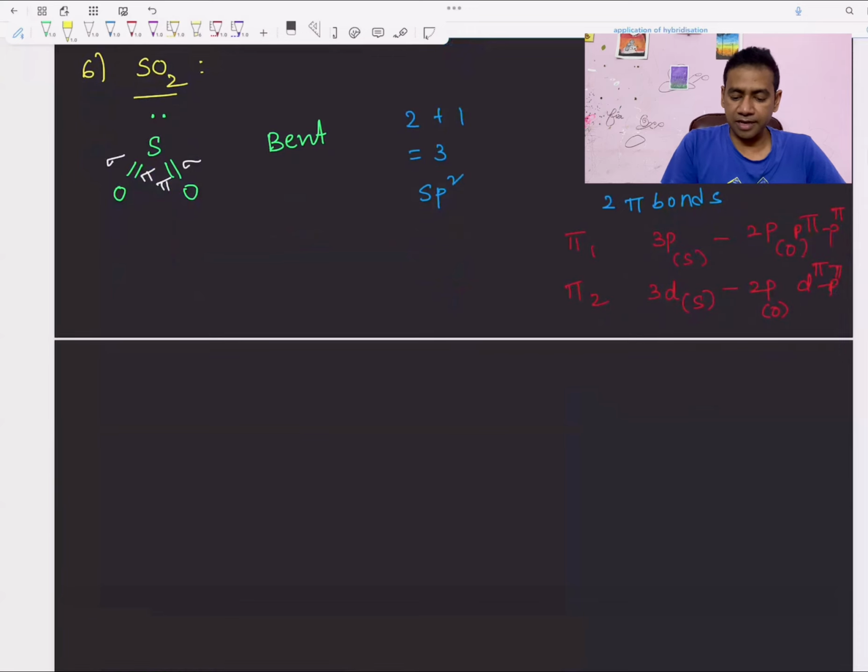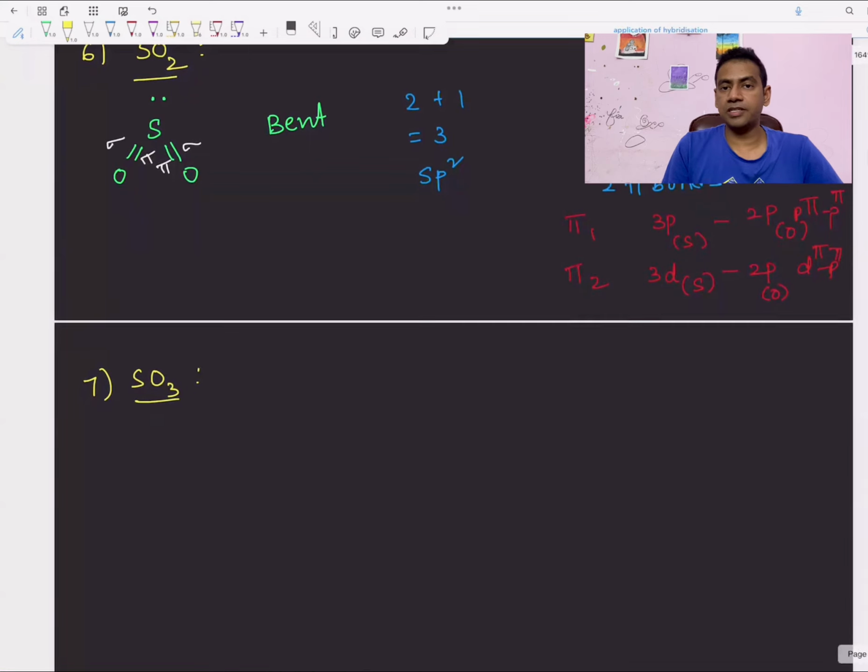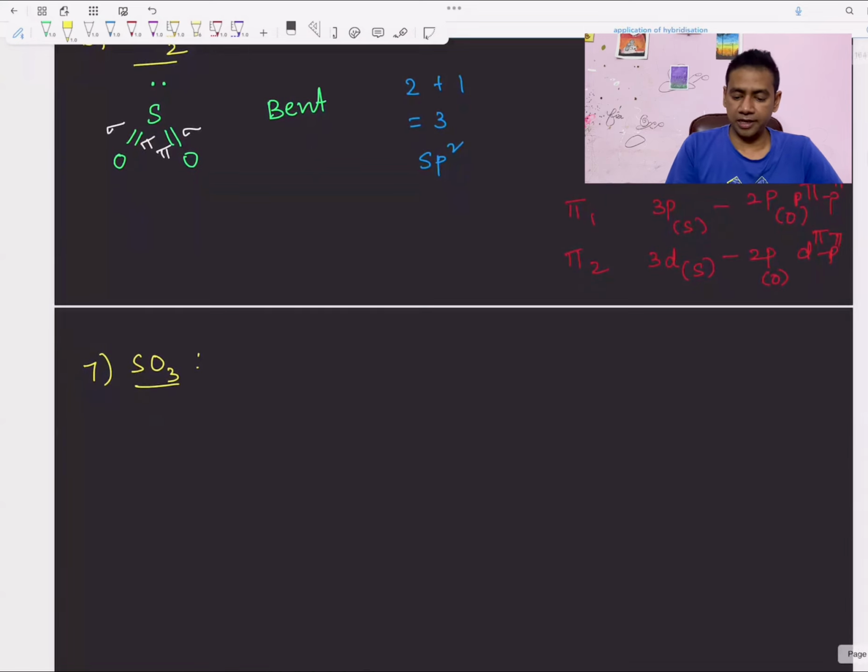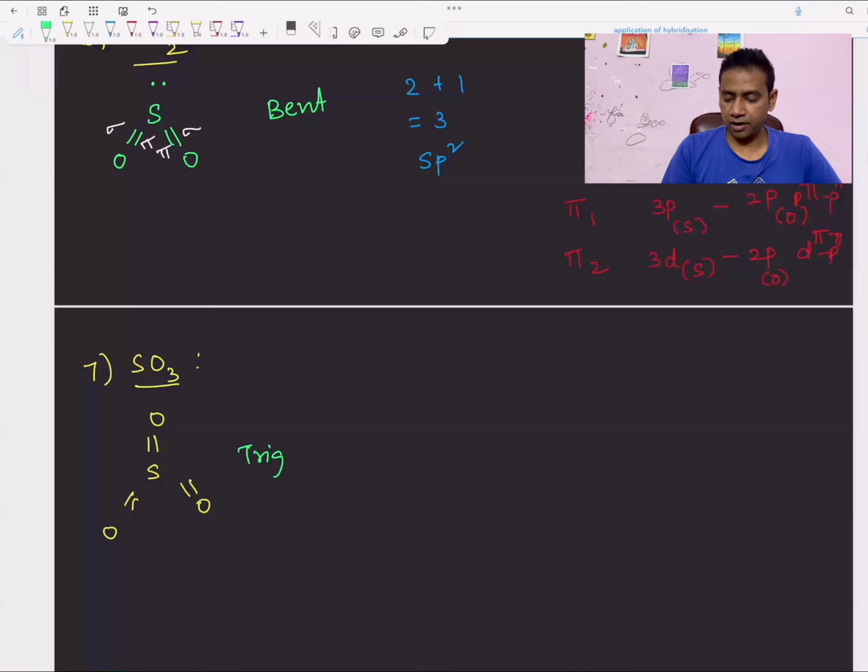Now let us take the example of sulfur trioxide. Here I am directly writing its geometry by applying VSEPR theory. S double bond O, double bond O, double bond O. What is the geometry called? Trigonal planar. So all four atoms are on the plane. Now I am counting the number of sigma bonds. Of course there are three sigma bonds: 1, here 2, and here 3.